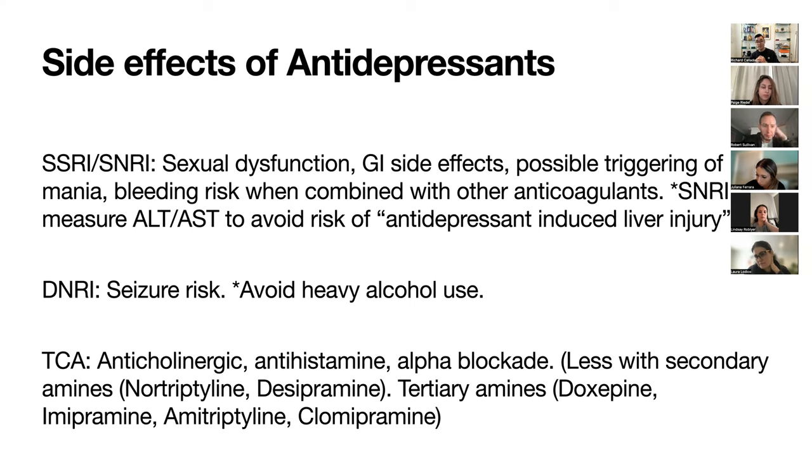Possible triggering of mania, all right? So be careful of the family history of mania. And a lot of times this happens with primary care doctors because a lot of primary care docs will just give SSRIs because it's pretty easy to prescribe. But what you risk is if you don't do a good screening and they have a family history of mania and you induce a hypomanic or a mixed episode, it's very hard to treat that. And during a mixed episode, they're actually at higher risk of suicide, right?